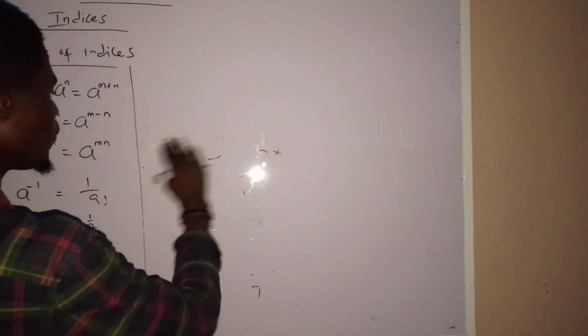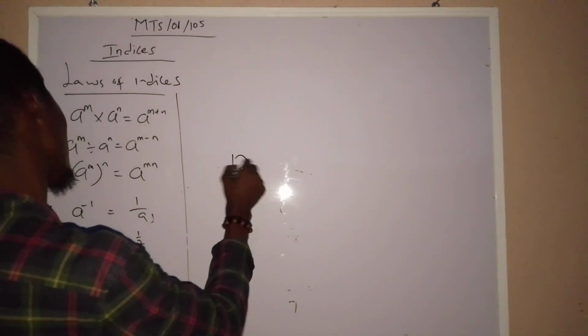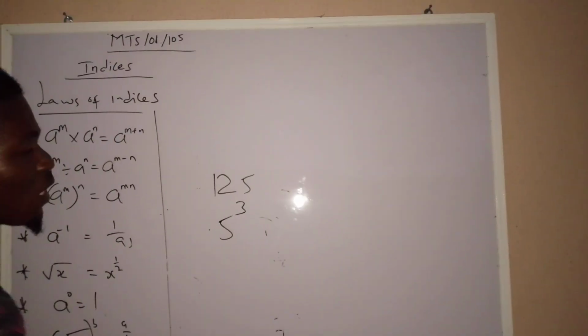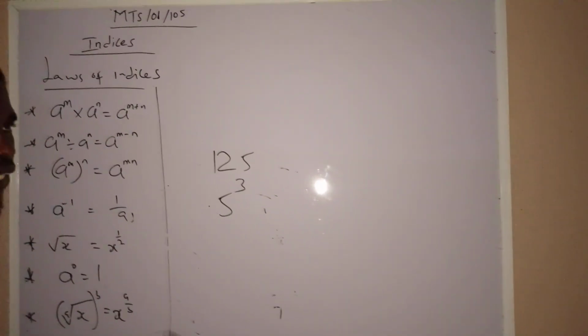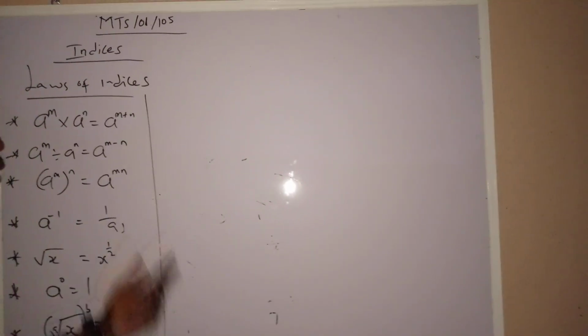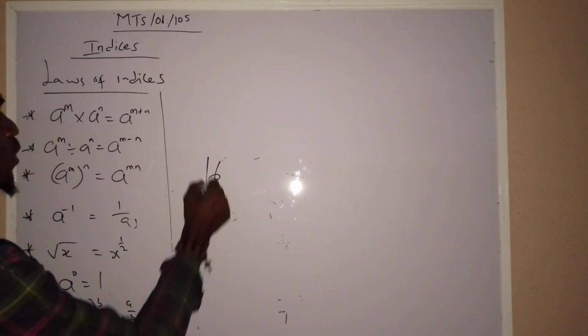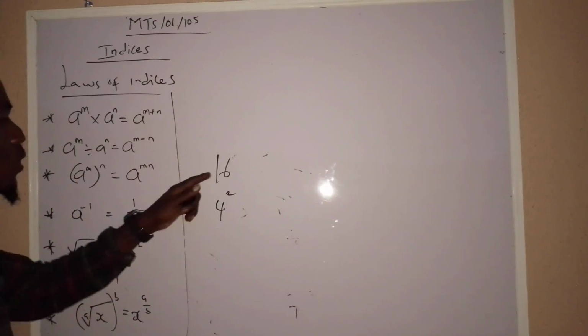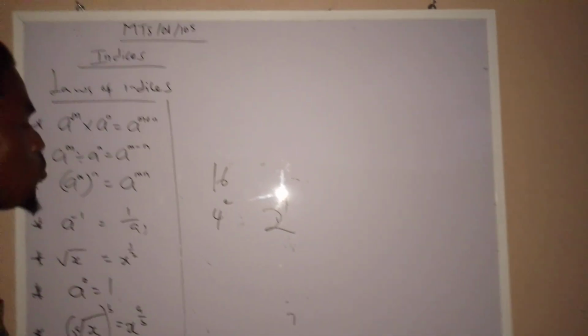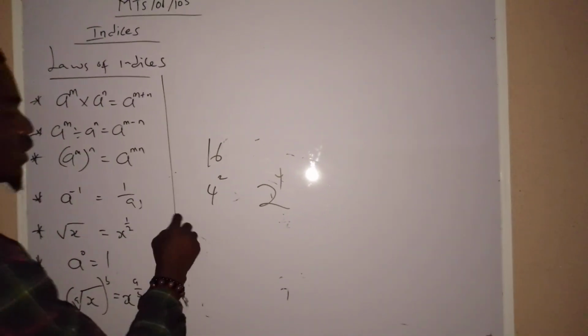So what if I have 125? Index of 125 is 5 raised to power 3. There are some numbers you can't find their index, but there are some numbers that you can. You can just keep trying until you get the index. And there are some numbers that have different indices. For instance, 16. You can decide to use 4 raised to power 2 for 16, depending on what you are solving. And you can also use 2 raised to power 4. So a lot of numbers have different indices.